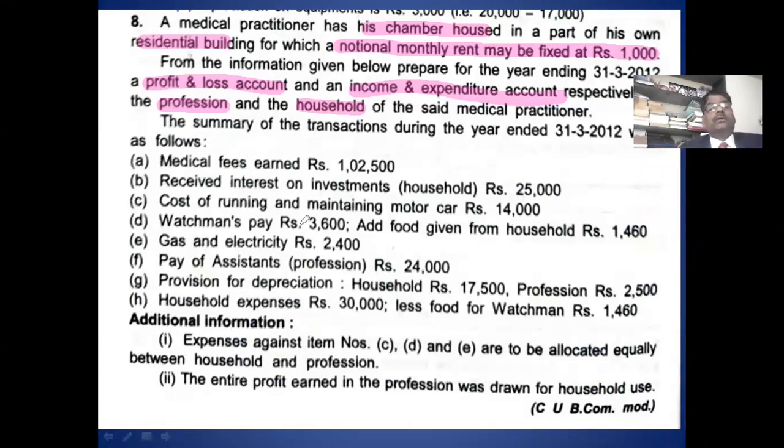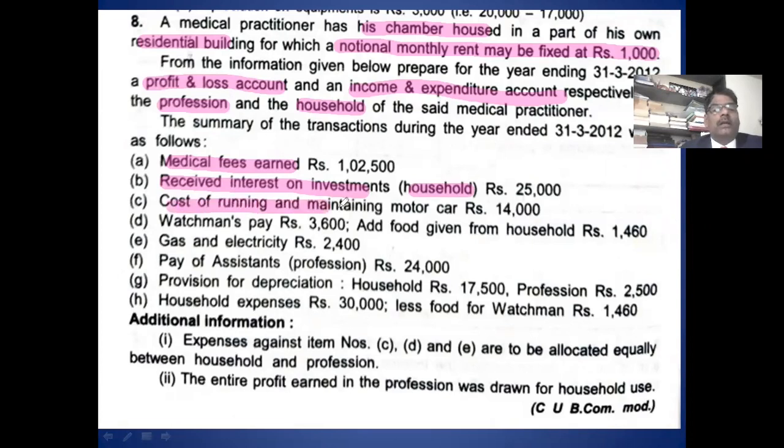Okay. So you see here, first item of transaction is medical fee. Medical fee is relating to profession. This goes to P&L account credit side. Then second is interest received on investment. Interest received on investment is household. This goes to income and expenditure account.